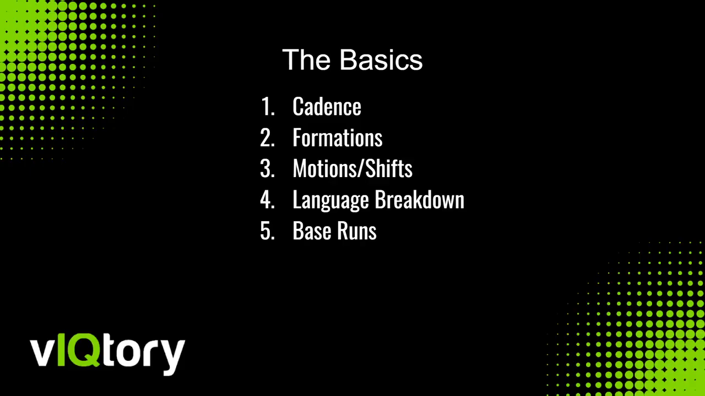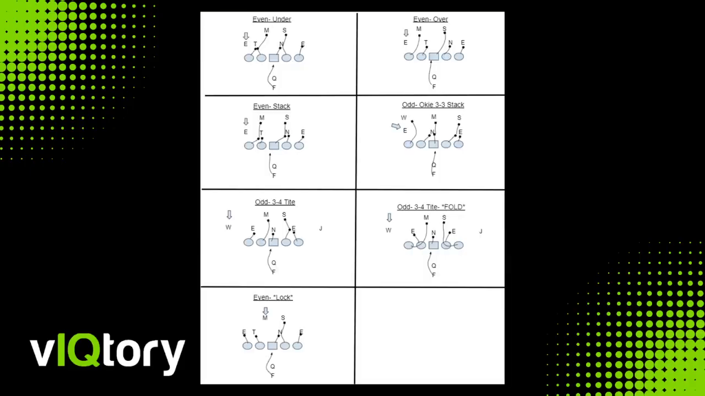Number 5, base runs. Having your base runs versus every front and every blitz that you will see is very beneficial. So when you get to the team that comes down in a 3 front, when they're usually in a 4 front, you'll be able to make the proper corrections and be prepared.